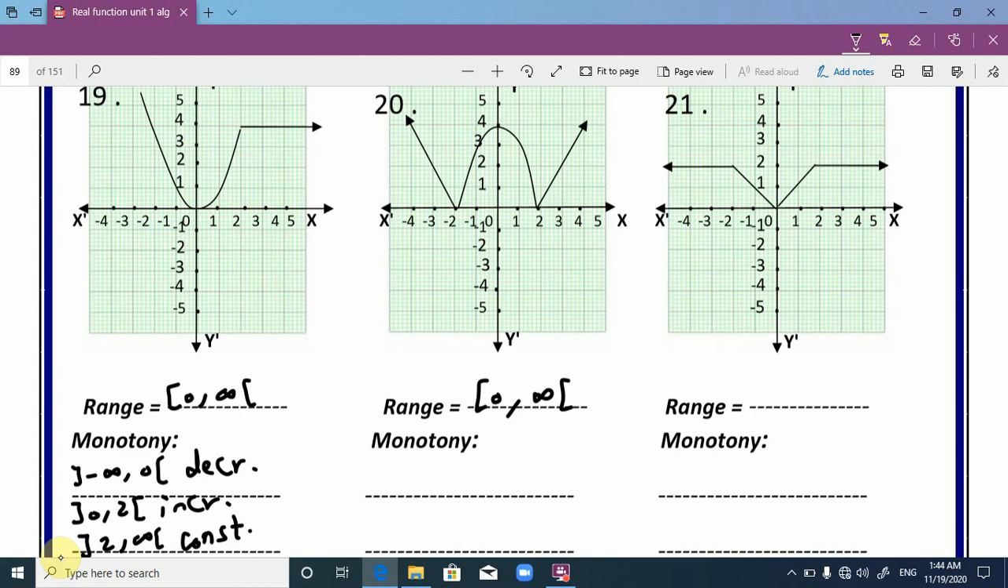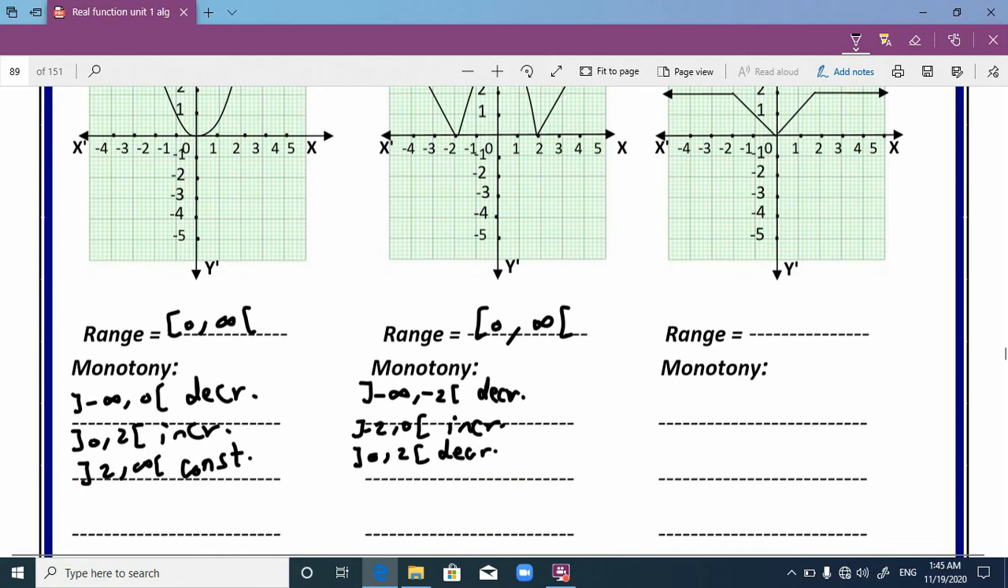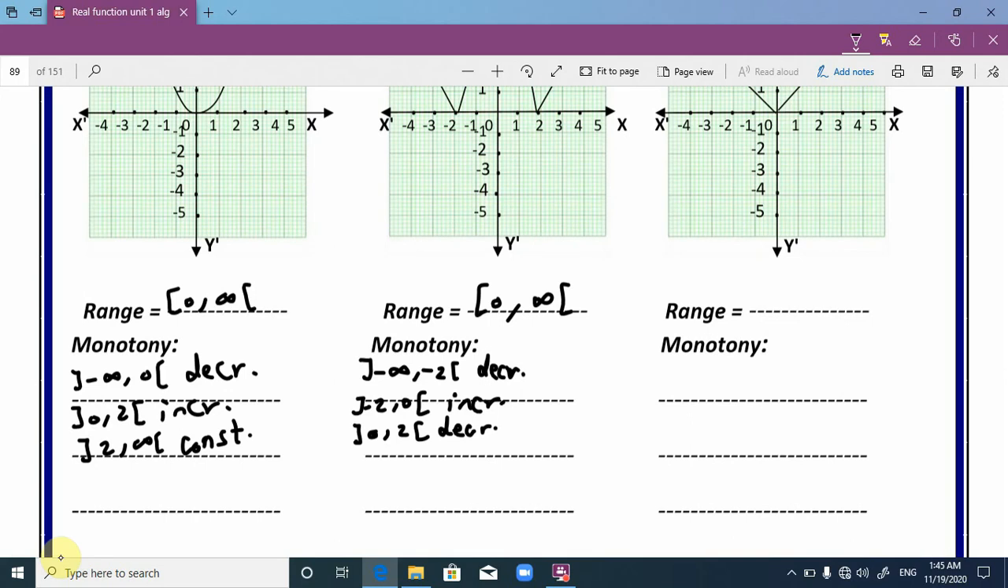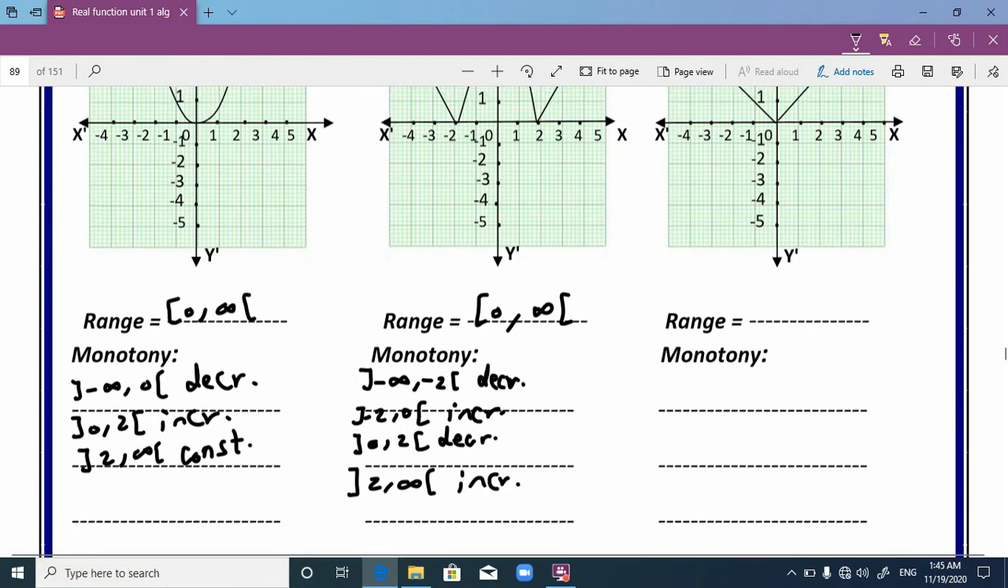Monotony here we have 4 intervals: from negative infinity to negative 2 the function is decreasing, and from negative 2 to 0 the function is increasing, and from 0 to 2 again the function is decreasing, and the last one from 2 to infinity the function is increasing.